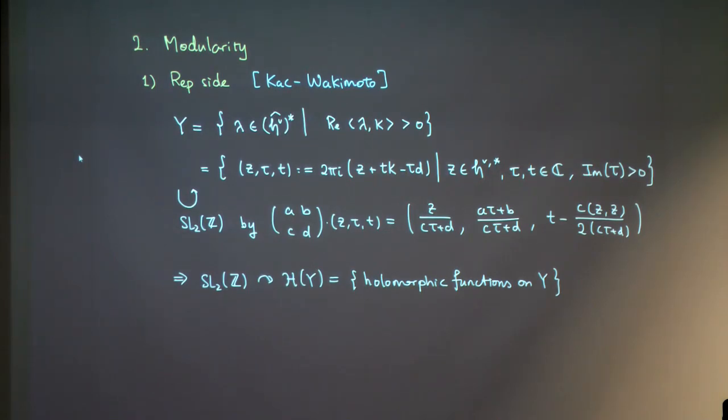And you have an action of the modular group SL2Z here, such that a 2x2 matrix with integer coefficients acts in this way. And yeah, it's not important to remember it at all. It's just similar to those coming in modular forms, and that's the only thing you want to notice. And then, therefore, this induces an action of SL2Z on the space of holomorphic functions on this space Y.